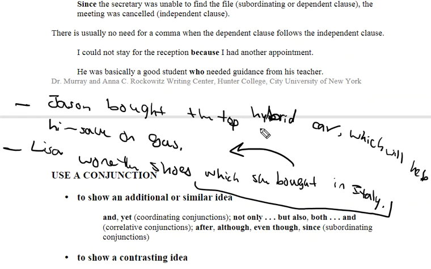We don't really need this, like Jason bought the top hybrid car, okay, which will help him save on gas. This is like extra. It is defining the car, but not a very essential part. Like we already said, it's a top hybrid car. Any extra information about the car, other than being top hybrid, would be an addition. So that's why we use the comma, and which is followed by which will help him save on gas.